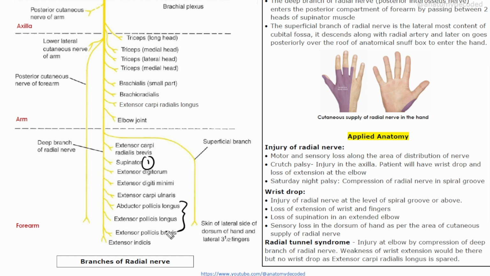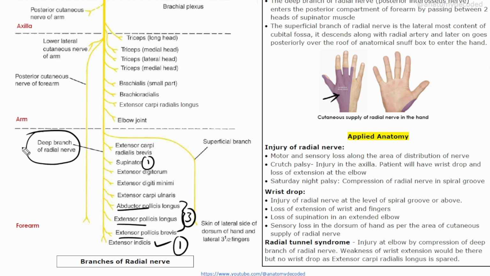then these three muscles of anatomical snuff box. In this region we had seen anatomical snuff box. The boundaries of this anatomical snuff box are formed by these muscles: the abductor pollicis longus, extensor pollicis longus, and extensor pollicis brevis, and this extensor indicis. The supinator, three muscles of anatomical snuff box, and extensor indicis. So these five deep muscles are supplied by the deep branch, the posterior interosseous nerve.